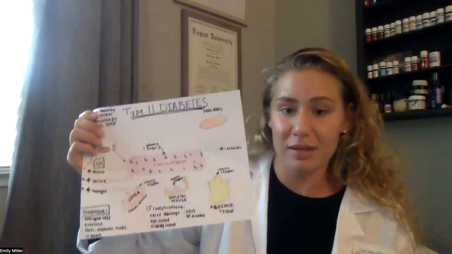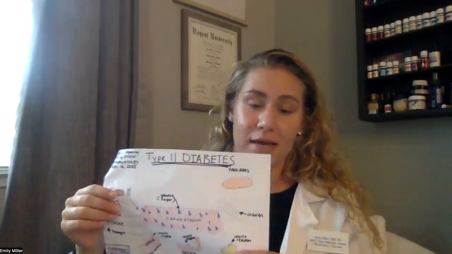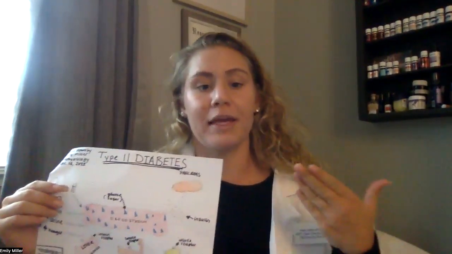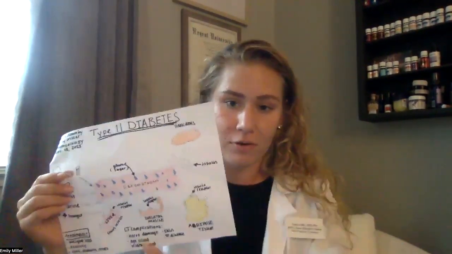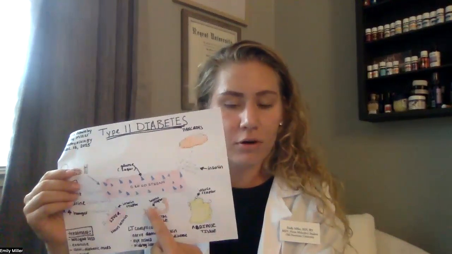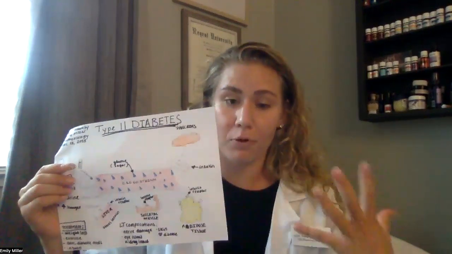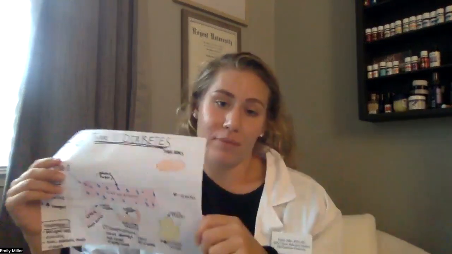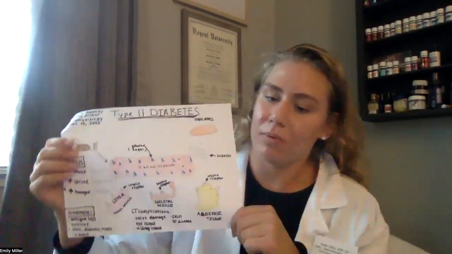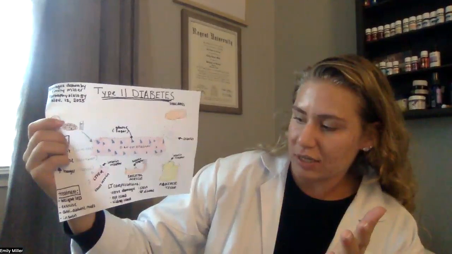So some of the treatments would be like working on getting those receptors on the cells or on the organs to be working more efficiently. That can be done through diet, it can be done through exercise, and then also what we could do eventually, we may need insulin.